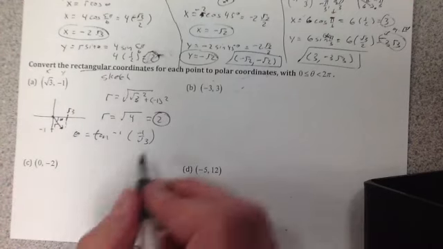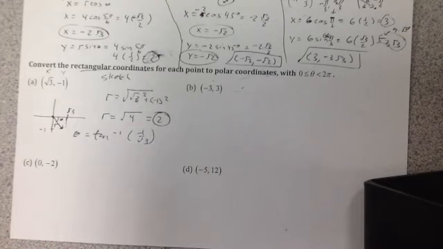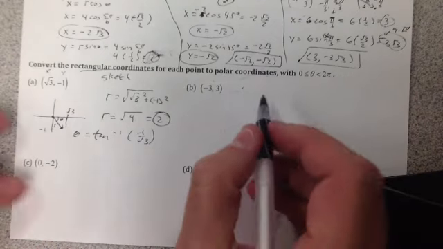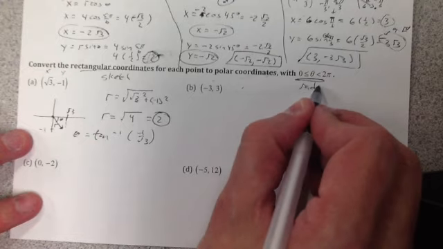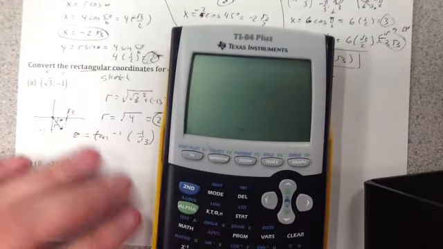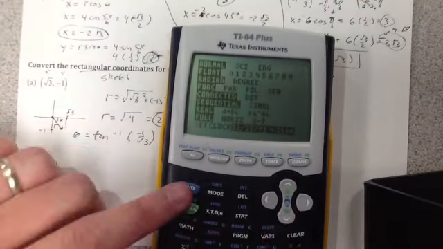I don't know what that is. So you know what? I'm going to have to use my calculator. Make sure you're in radian mode. Take a look. We're in radian mode. So go to calculator, mode, radian, second quit.